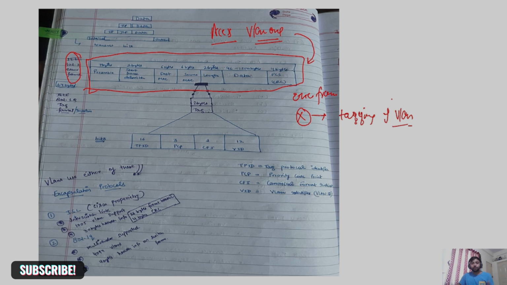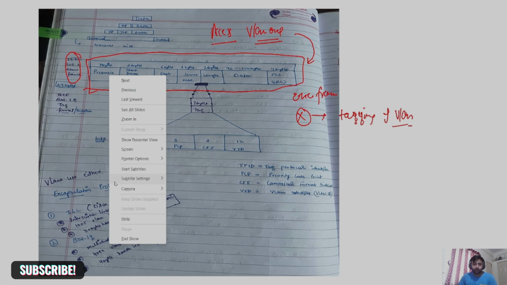If we are segregating the broadcast domain via VLAN in a switch, and we have ports from different VLANs, and we want a single port to transfer data for different VLANs, we utilize encapsulation protocols. So let's understand what encapsulation protocols are. Encapsulation protocols do one thing: they add an extra header in the Ethernet frame. So let's understand what the extra header is.